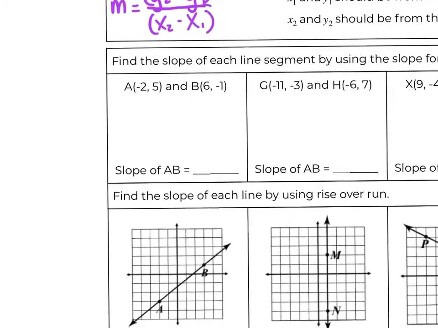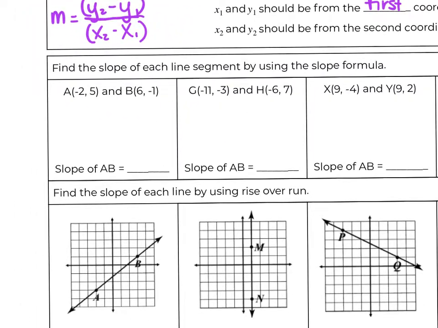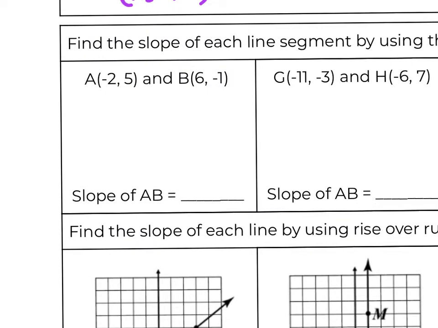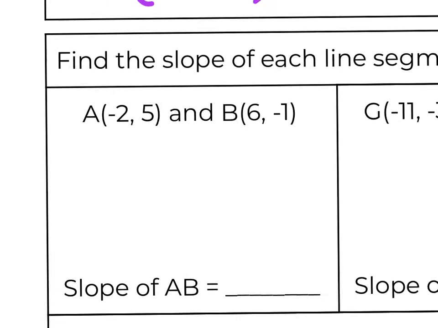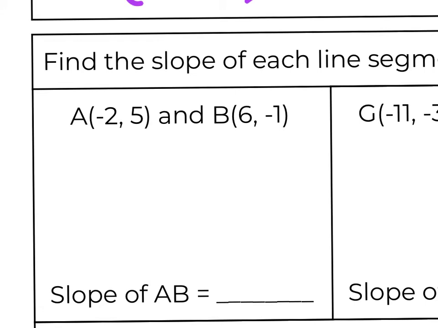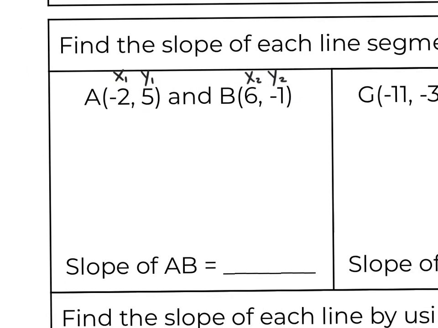All right, so we're just going to find the slope of each line by using the slope formula. So it gives me A and B. Those are 2 points, so it would be a segment. We're trying to find between those 2 points, what's that rate of change or what's that slope. If it helps you to label that, then do it. So I'm going to make -2 would be x or y? X. So I'm going to make that x1, y1. x2, y2. You don't have to label it, but if I see you making mistakes on it, I will make you label it.